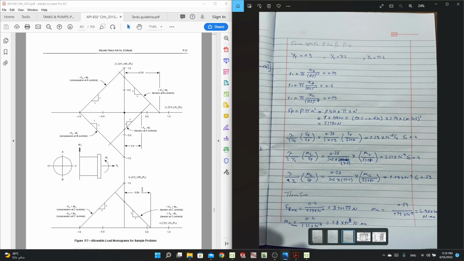Same, you can do it for the circumferential. You will calculate, which is 0.59, and you will do this graph.